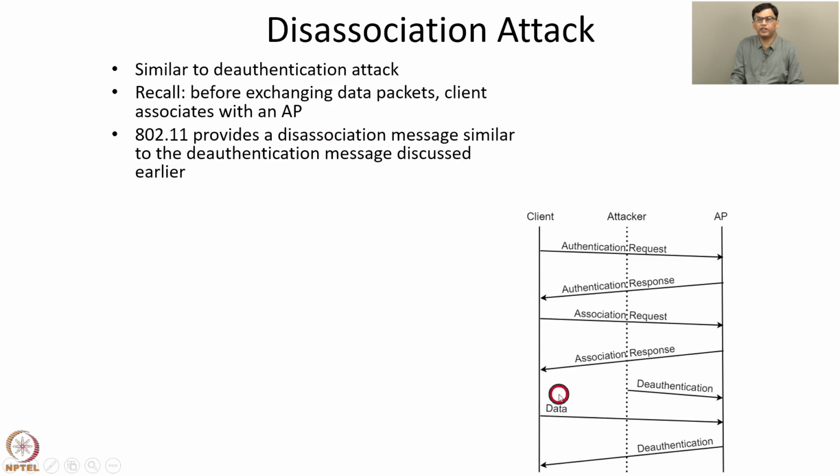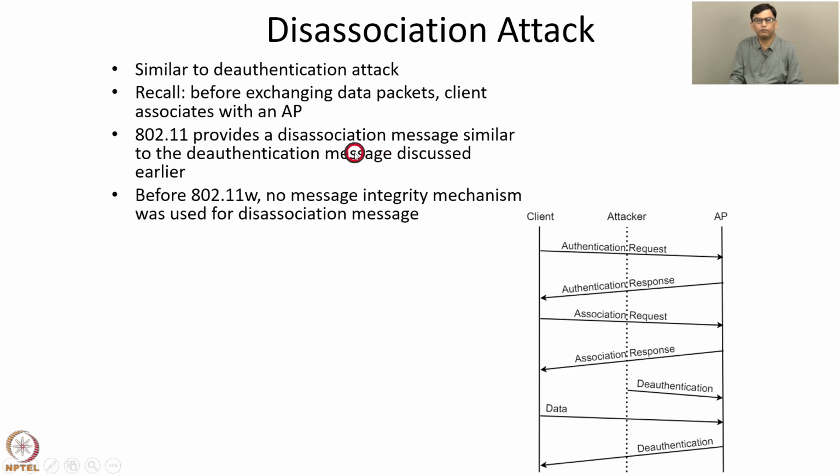Earlier, suppose the client and the access point were in this state, where the client was associated with the access point. Then if a disassociation message is sent by the client to the access point or the access point to the client, it reverses the association and moves the client back to the authenticated state, where it is authenticated but not associated. So it ends the association between the client and the access point.